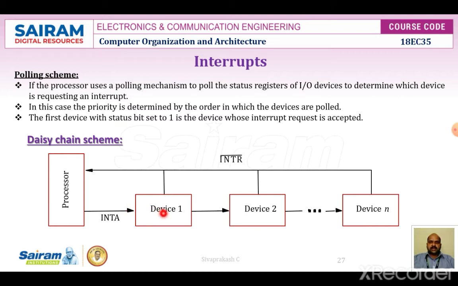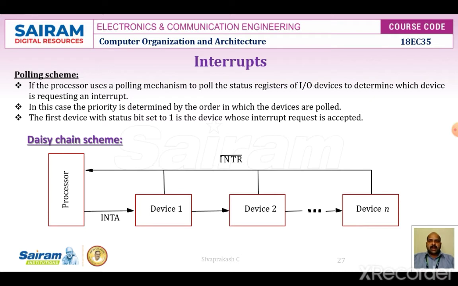Device 1 passes the signal to device 2 only if it does not require any service. If device 1 has a pending request for interrupt, device 1 blocks the INTA signal and proceeds to put its identification code on the data line. So device 1, which is electrically closest to the processor, has the highest priority. In such a way the daisy chain scheme is processed.